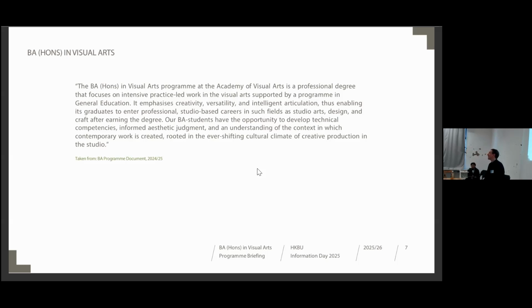That's quite long-winded. Essentially, what we mean is we're very hands-on in our program. We train our students in hands-on skills in very particular areas, but we also have a core of art history and theory running through our program, where we support the students in contextualizing what they're doing.